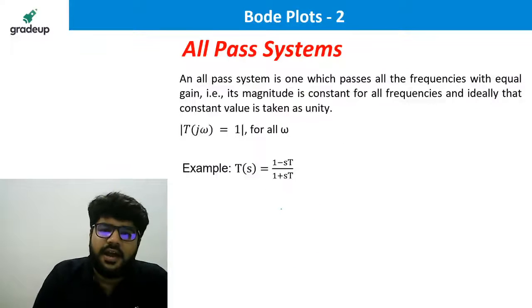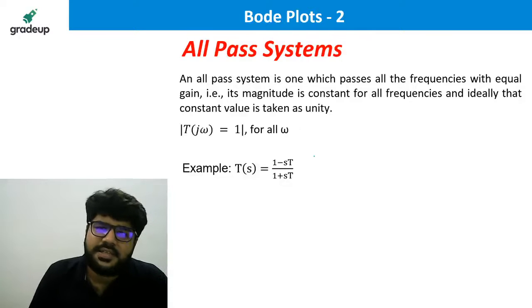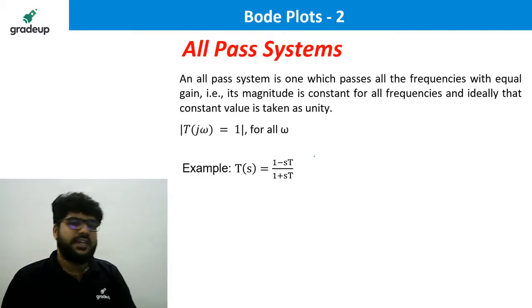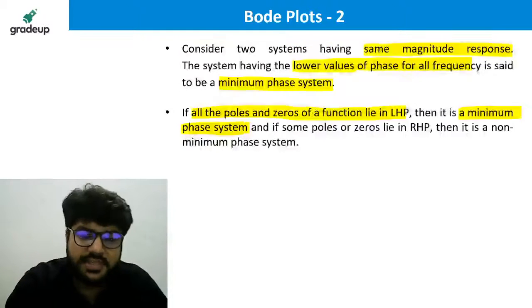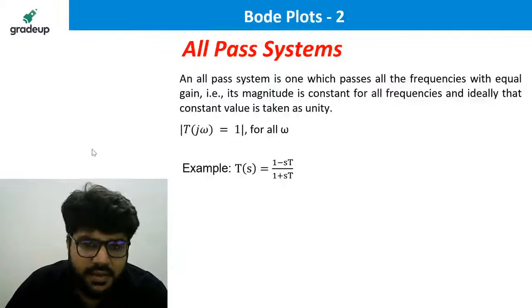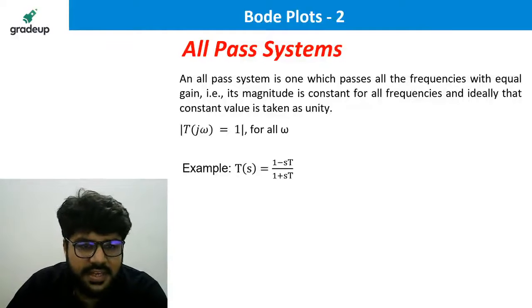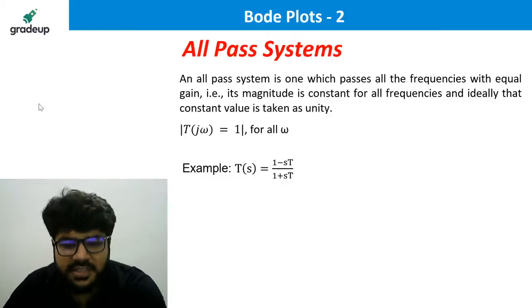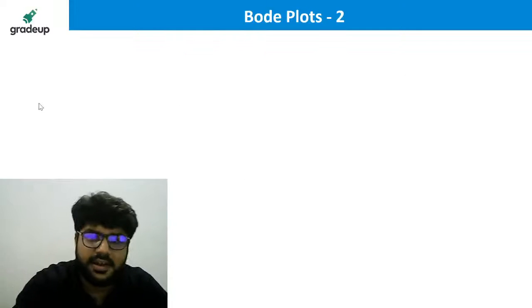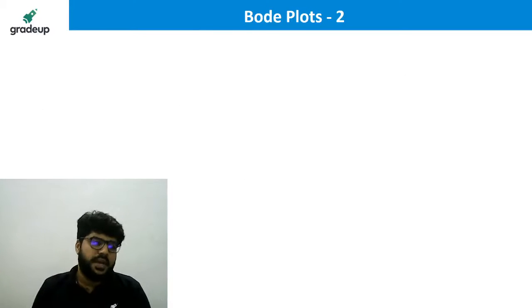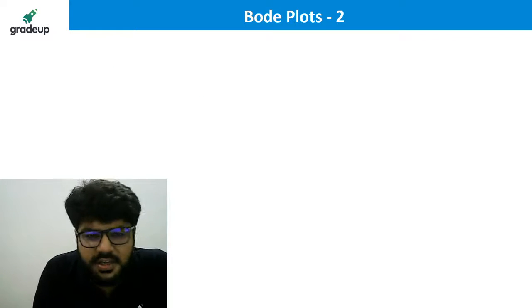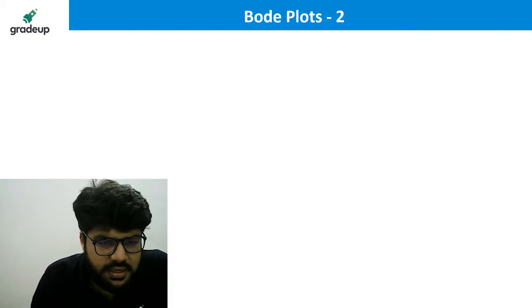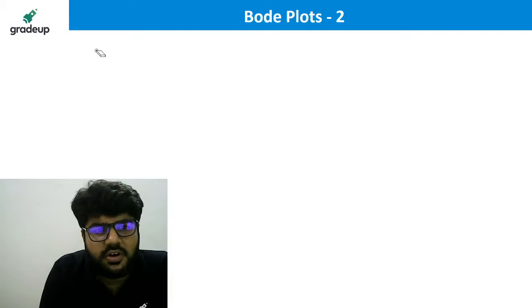All right. An all-pass system is one which passes every frequency with equal gain. This is not the case with all systems. Already we have done the frequency response analysis of first order and second order in the earlier classes, in the resonance class, if you remember. Just let me take that example. Suppose I take up the first order case.